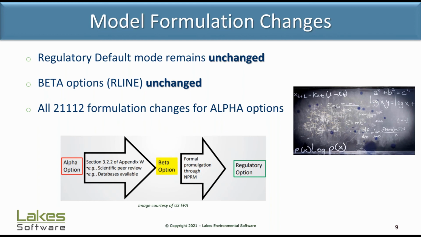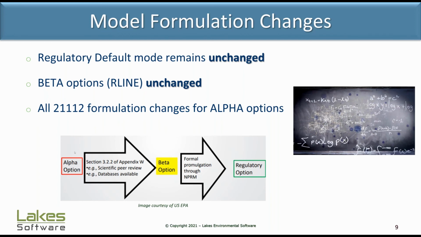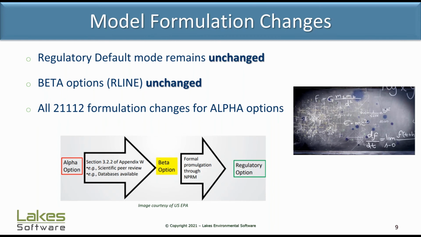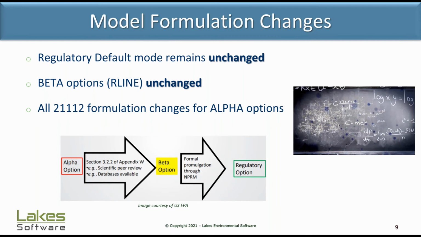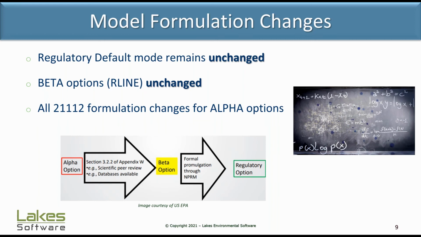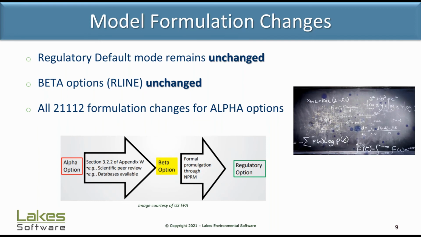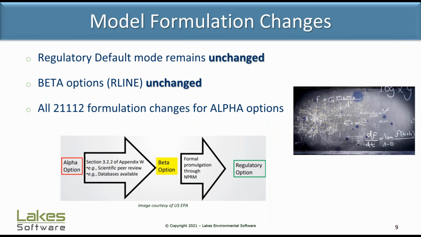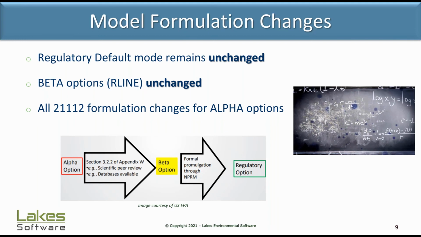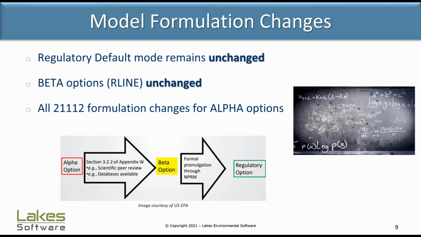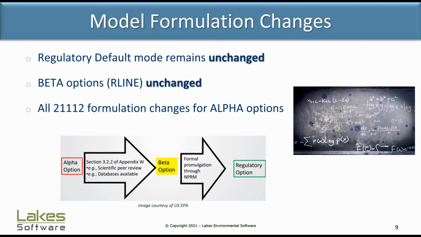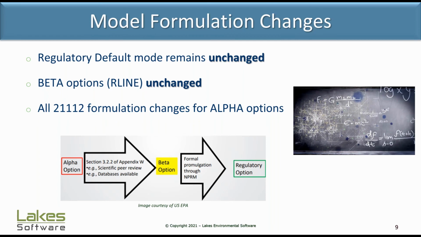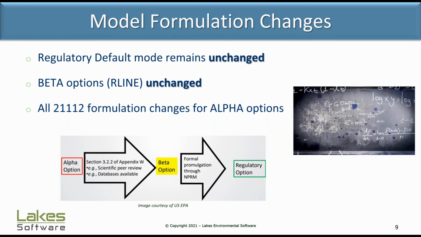Then we have the alpha options, and the alpha options have not undergone that same level of review as a beta. So in order for an alpha option to someday graduate to regulatory status, if at all, it would need to first undergo that scientific peer review, for example, or have more testing databases made available. And this image here is just a depiction of one possible way that the options could move through the development cycle.